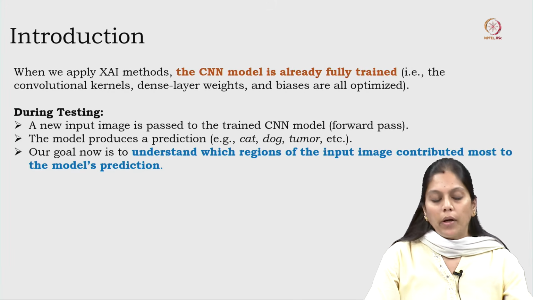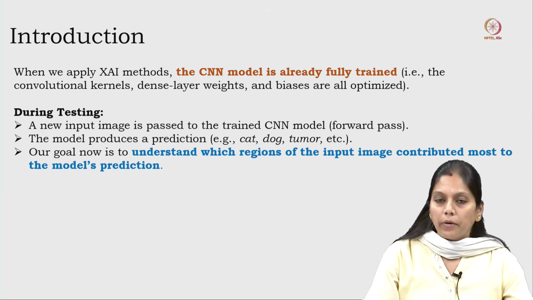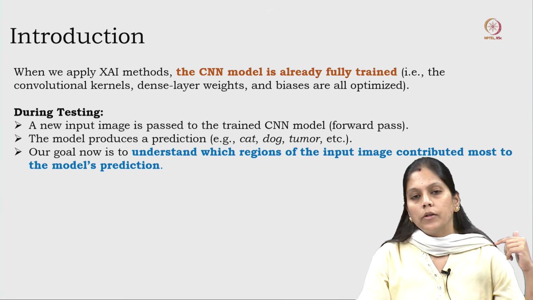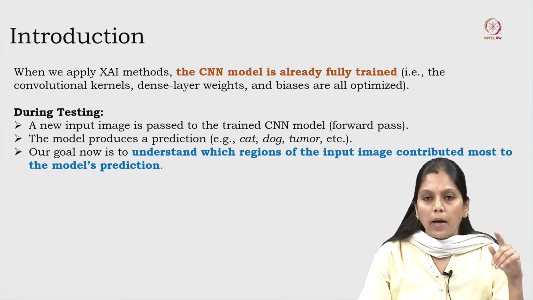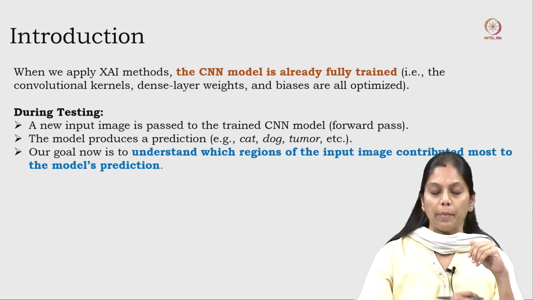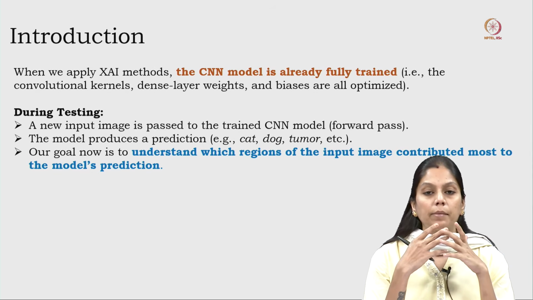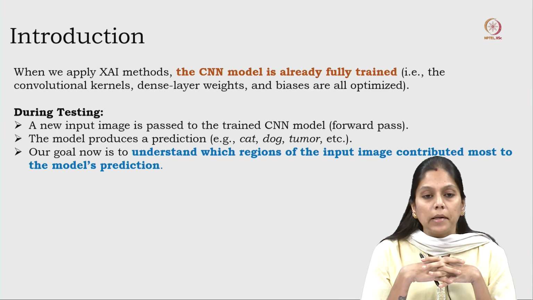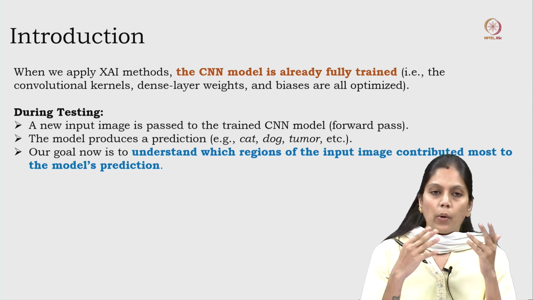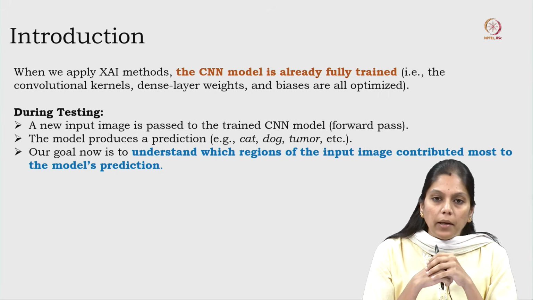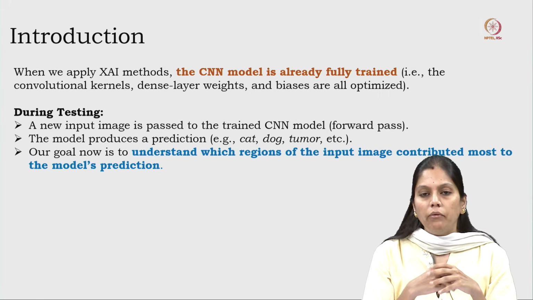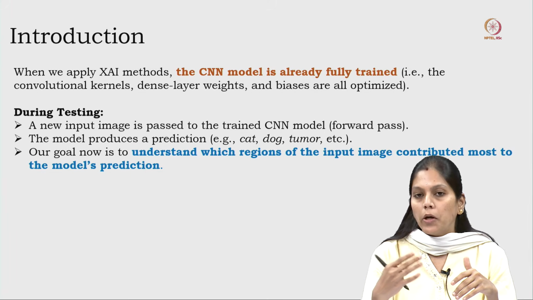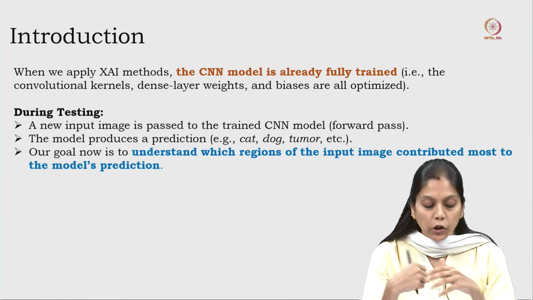So, before we go into details of Grad-CAM and CAM, in the interest of learners here, I would like to explain one concept. Whenever we are applying explainable AI methods, why is it that we require an explainable AI? In order to understand which features have actually contributed to the model's prediction.